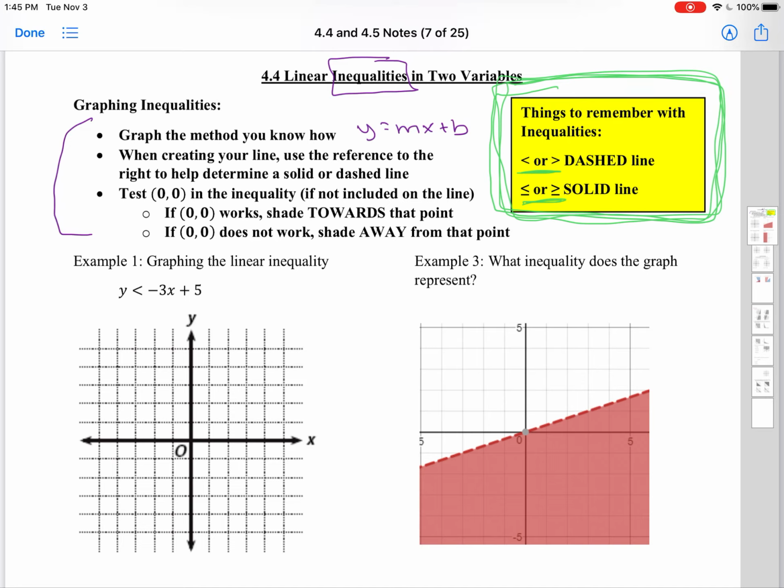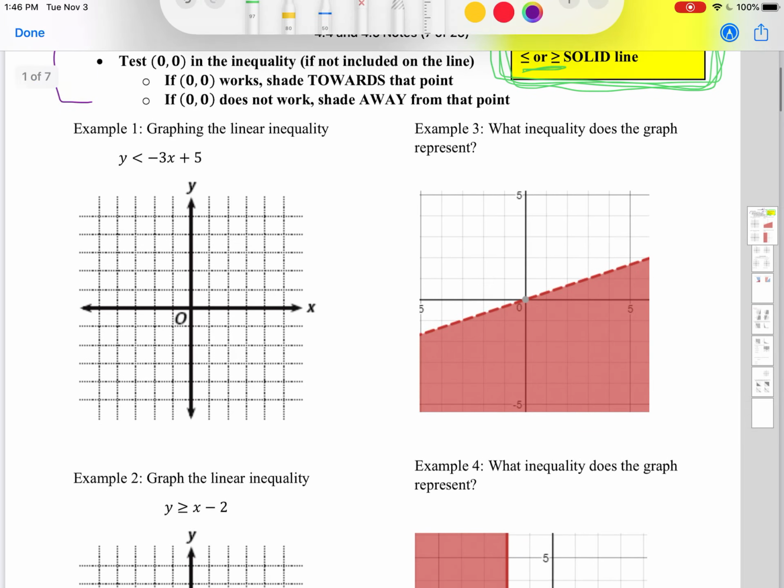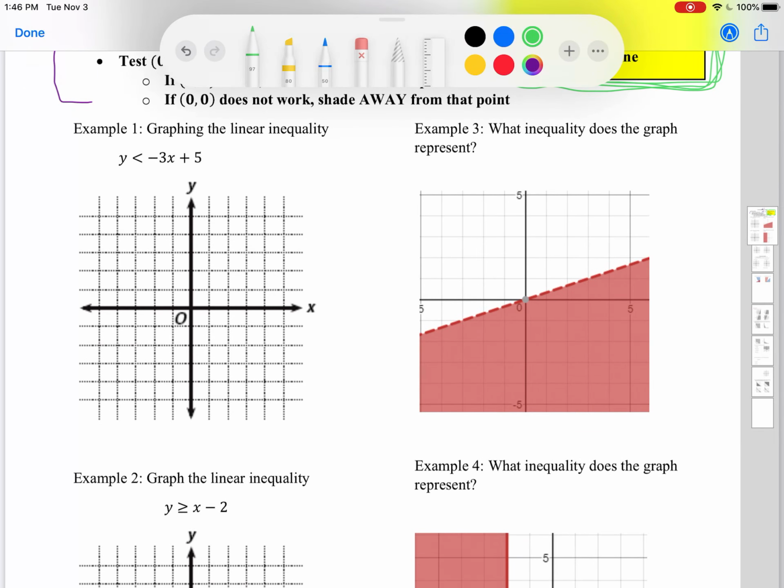And so I have this rule here that says when we go to shade, we're going to test the coordinate 0, 0. And if it works, we're going to shade towards 0, 0. And if it doesn't work, we're going to shade away from 0, 0. All right? That's going to be a method that you can fall back on if you don't remember how to shade, if we don't remember if it's above or below the line. But I'm going to try to show it and explain it in a way that will make sense so you won't have to necessarily test a point. But we can go over that if needed as well. All right, so let's jump into some equations and get started.